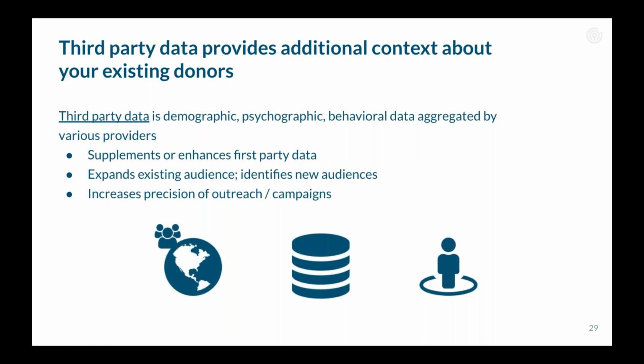What is third-party data? Simply put, third-party data is typically demographic, psychographic, or behavioral data, usually at an individual level that is aggregated and sold by various data providers. An example of this that you might be familiar with could be a wealth model. Third-party data is valuable in that it can supplement or enhance first-party data in areas where you might not necessarily have fields for your donors through your first-party data.